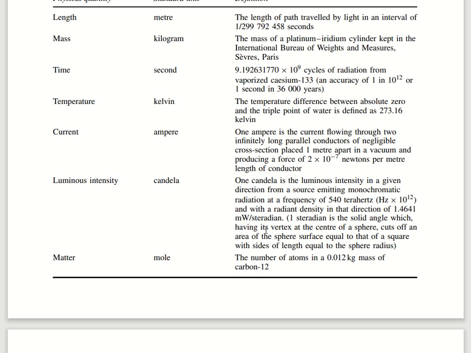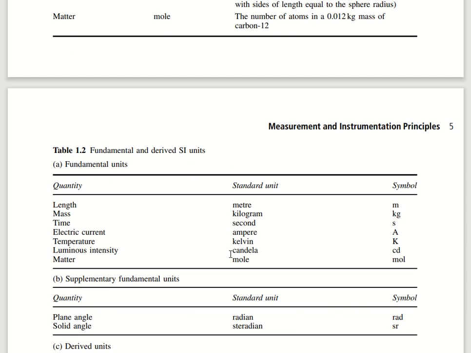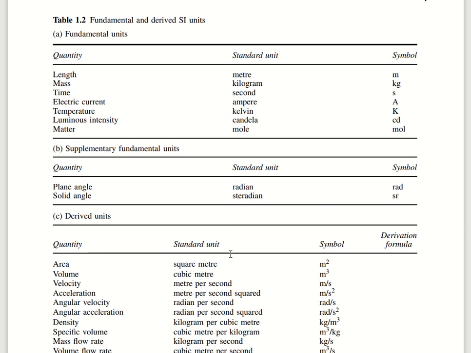And same ways we can define the candela and mole as well. I'm not going into details of that. You can see from the book. Here we are having different SI units which I've told you about earlier. For length we have meter, for mass we have kilogram. Here are the symbols. Electric current we have ampere, time we have seconds, temperature Kelvin, luminous intensity candela, matter we have mole. For those who work in chemistry, you would be more familiar with mole.